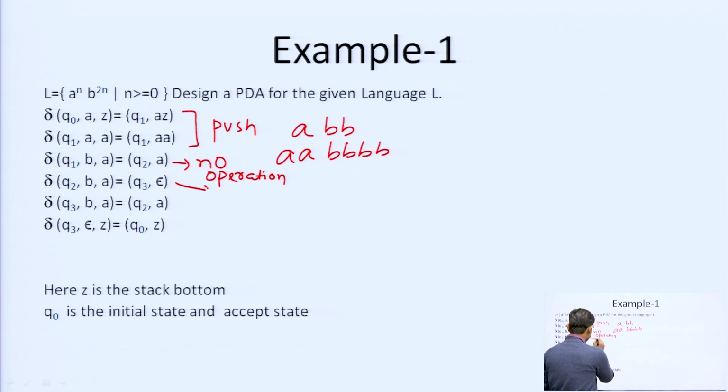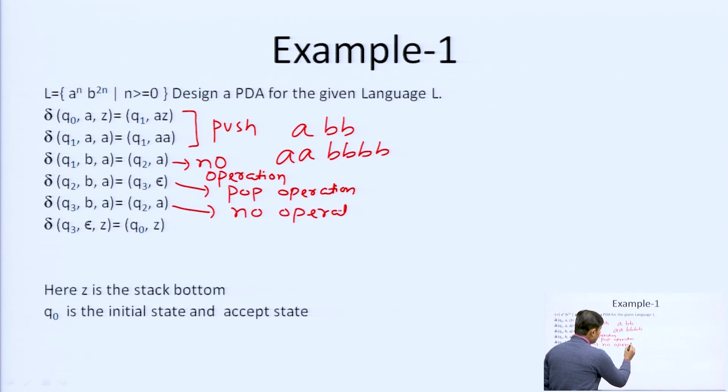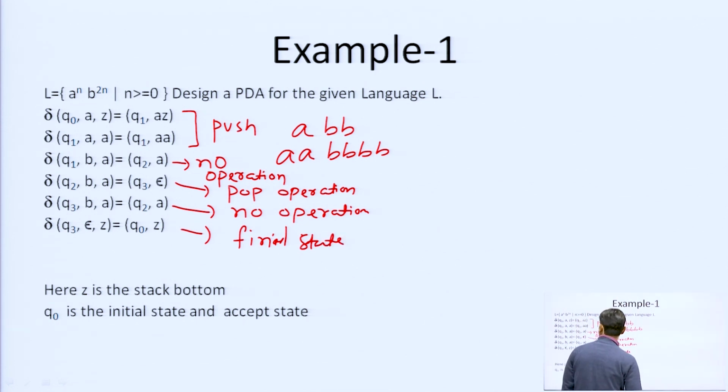This is the pop operation, and this is the no operation, and this goes to the final state when you have read all the input. This is the final, accepted state. So this is the diagram. You can draw the diagram, and you can also write all the transitions in this form.